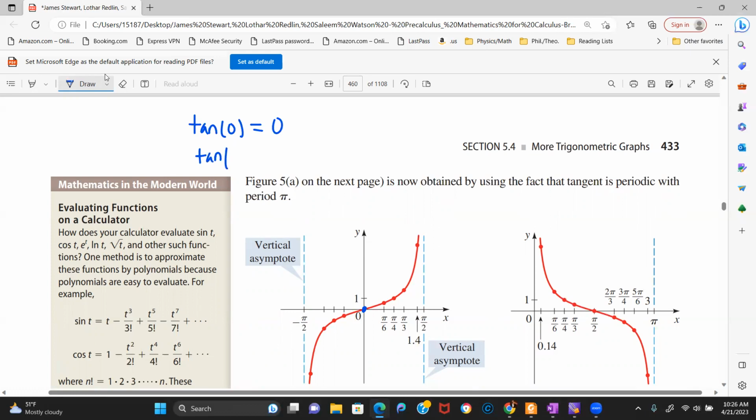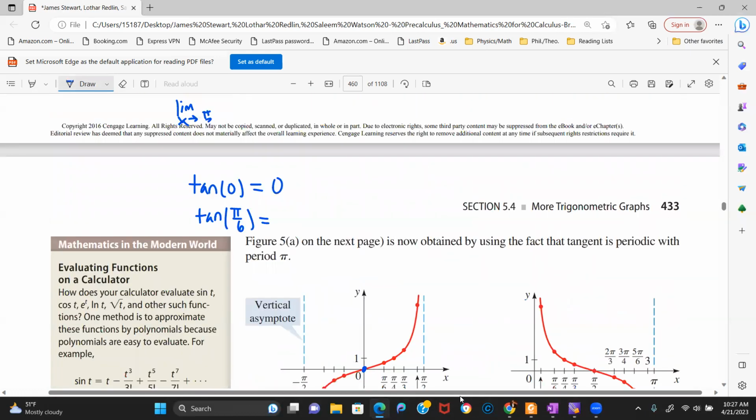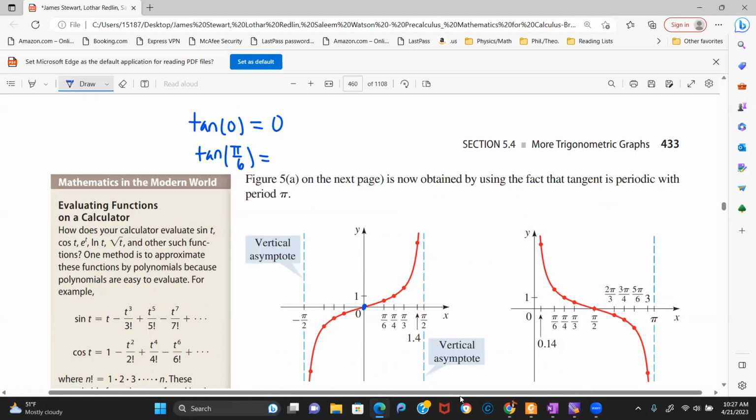We know that tangent of pi over 6 is, I think, what is that? √3 over 2, maybe. I'm actually not remembering myself. Maybe I have to write the table down. Wait, pi over 4 should be 1. Yeah, so that one's easy to figure out. Tangent of pi over 4 is 1.